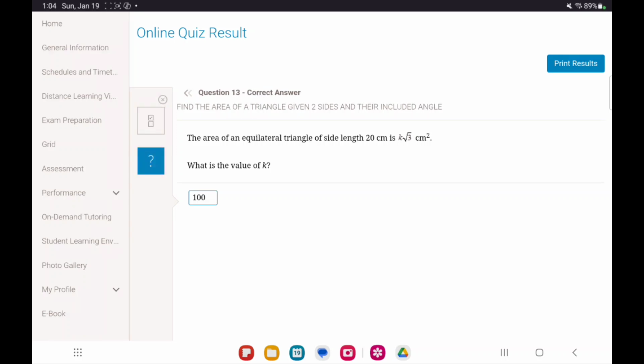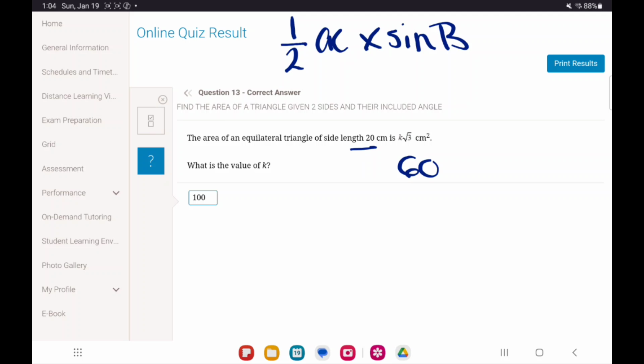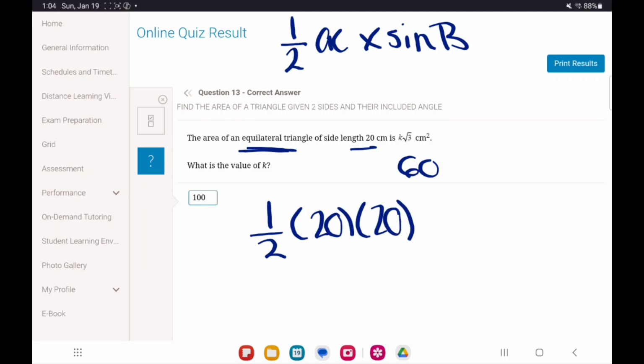This question is the same thing, the area. So let's write the rule for the area. Half of AC times sine B. For this one, it's literally all sides are 20 and all angles are 60 because it's an equilateral triangle. So half of 20 times 20 times sine B.